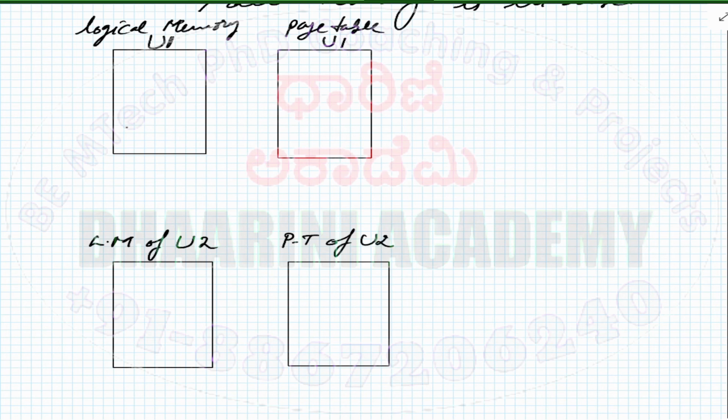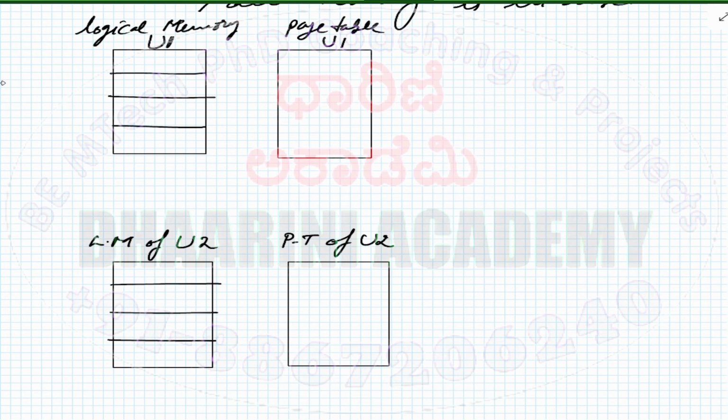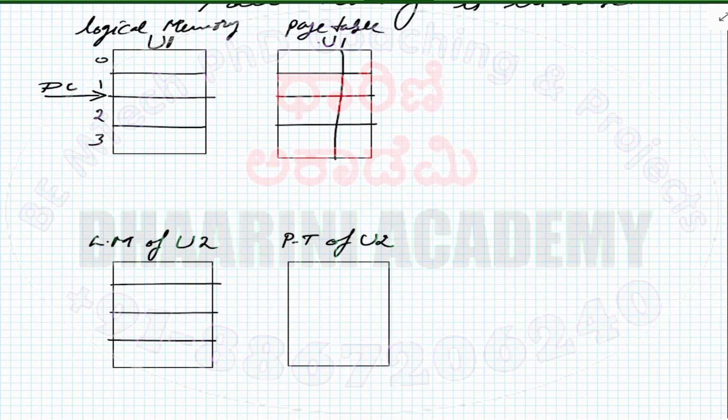All right, now let us say the logical memory has 4 different locations, 1, 2, 3, 4, and let's say user 2 also uses 4 different locations. So we know that the address will be starting from 0, 1, 3, and let us say right now the program counter is pointing here, so this is PC, right? And we also know that the page table requires something like this.